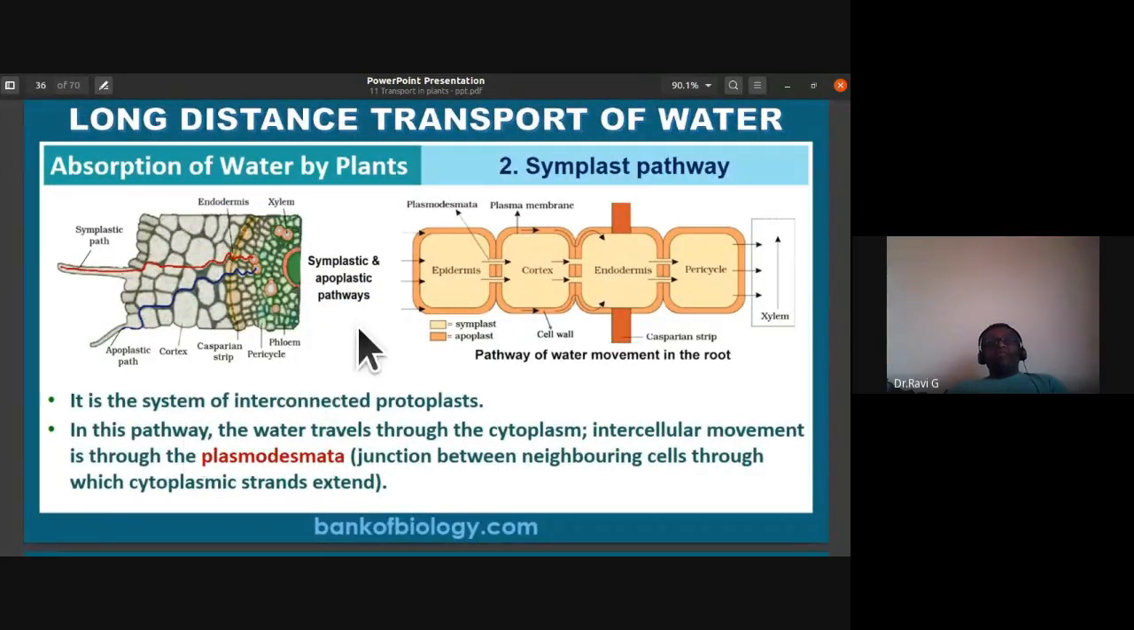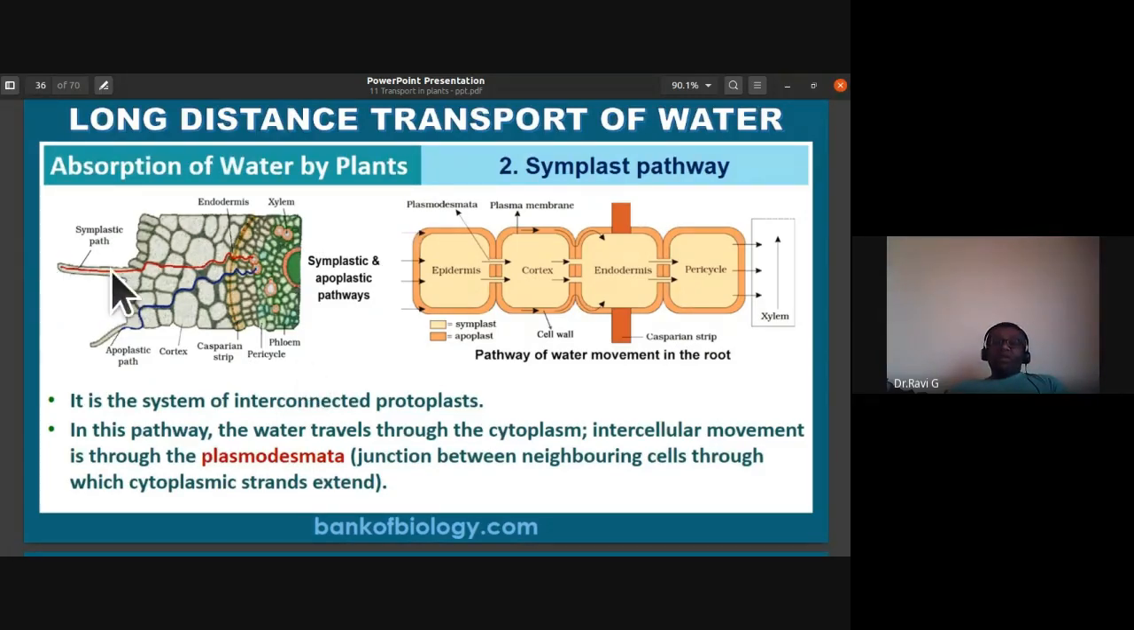The symplast pathway is a system of interconnected protoplasts. The epidermal cells are connected with the cortical cells through plasmodesmatal connections. Similarly, the cortical cells are connected to the passage cell through plasmodesmatal connections, and the endodermis is connected to the pericycle through cytoplasmic connections or plasmodesmata, and finally from the pericycle the water enters into the xylem. That is why the symplast pathway is through the living components of the cell.